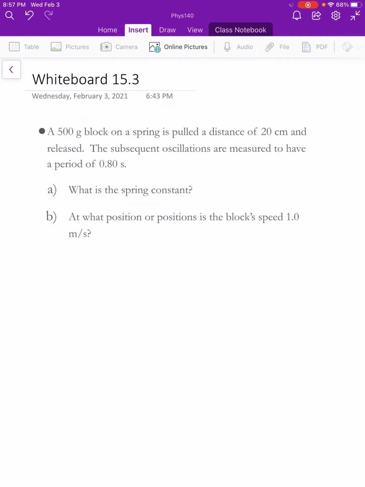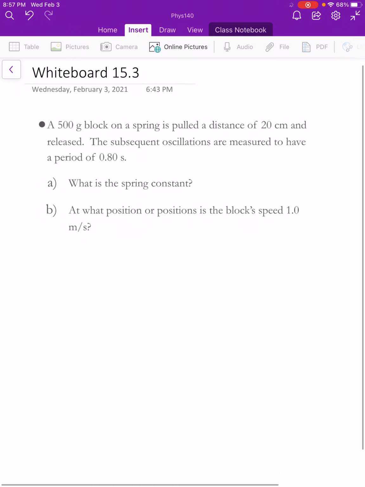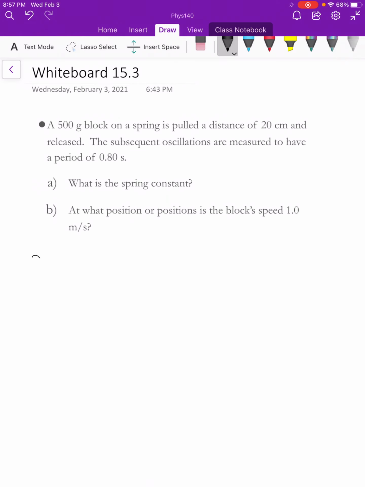So our givens, let's see, we're given that our mass is equal to 0.5 kilograms. Right, 500 grams is 0.5 kilograms, and our period, capital T, is equal to 0.8 seconds.